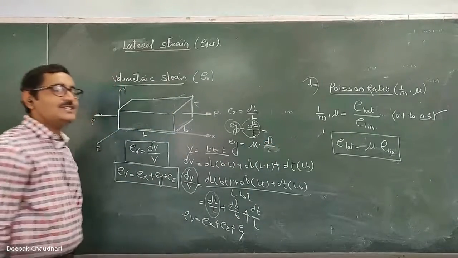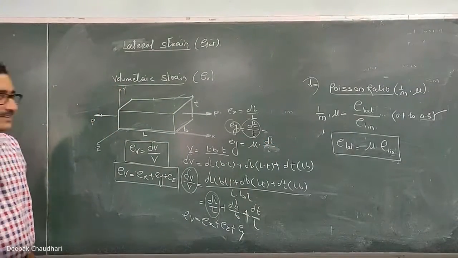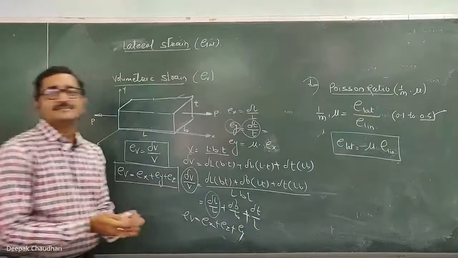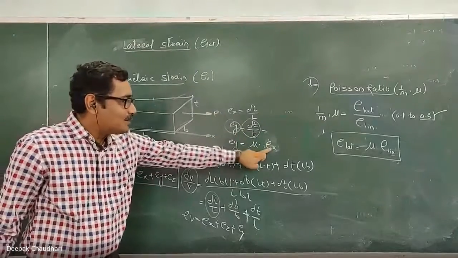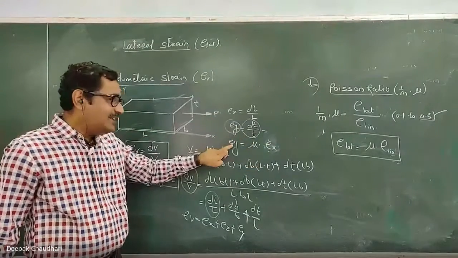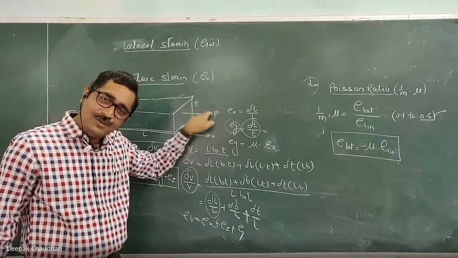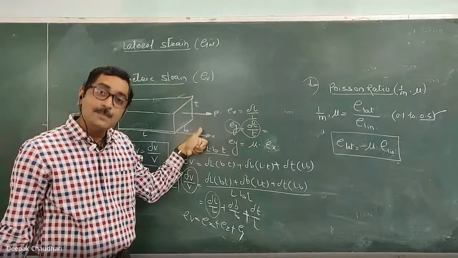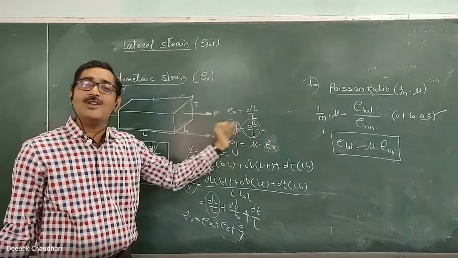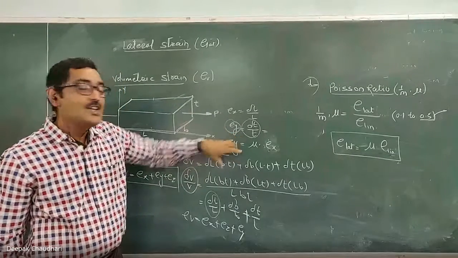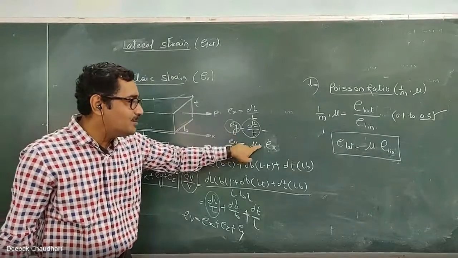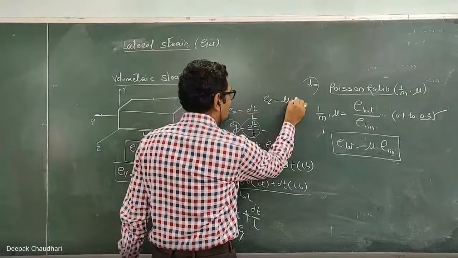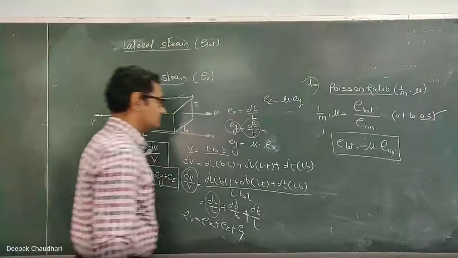In this way we can calculate the strain in y direction: EY equal to mu into EX. Because of this force P, EX is the linear strain, and EY is also the strain because of this force P only. But this is the strain in y direction because of the force P, which is acting along the x direction. So this becomes the lateral strain, which we can write as EY equal to mu into EX. Similarly, I can write EZ equal to mu into EX. Mu is the Poisson's ratio.